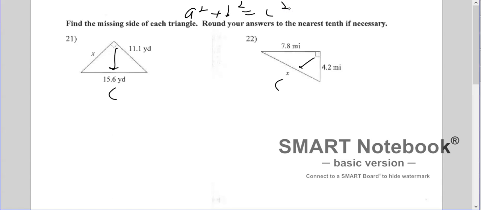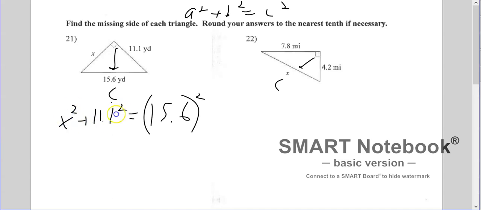Now think about it. On this one, we have c. So make sure you put the 15.6 here. Okay? A lot of people want to do 11.1 squared plus 15.6 squared, but we have c. It doesn't matter which one is a or b up here. So I'm just going to put x squared plus 11.1 squared. If you want to put a squared plus 11.1 squared, it doesn't really matter. Okay? So now we just type in our calculator. We're going to type in 11.1 squared.